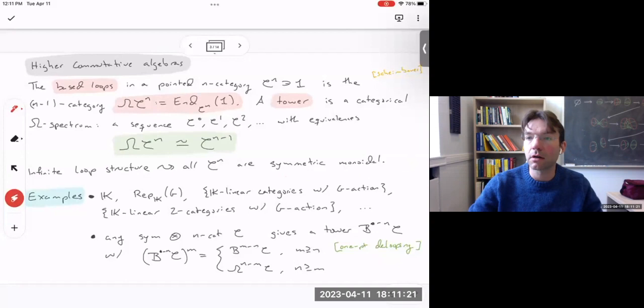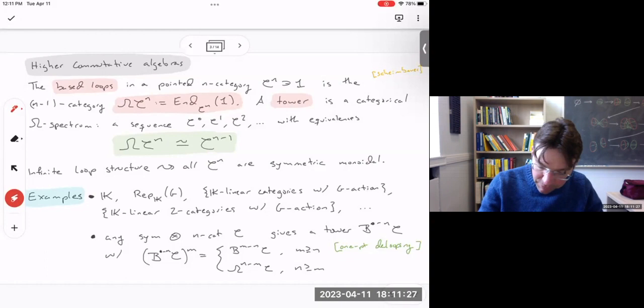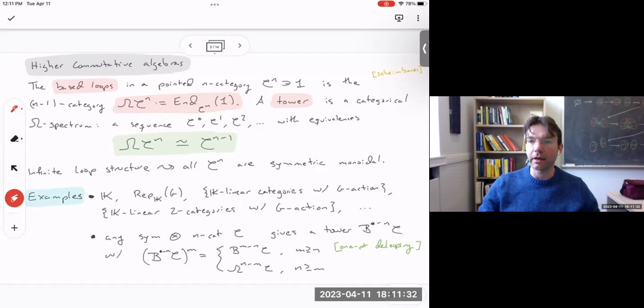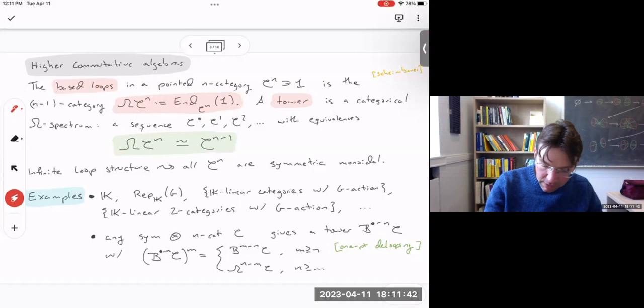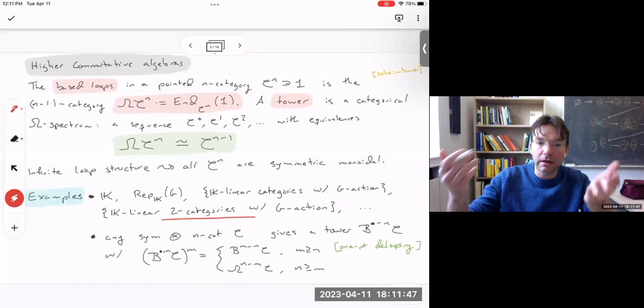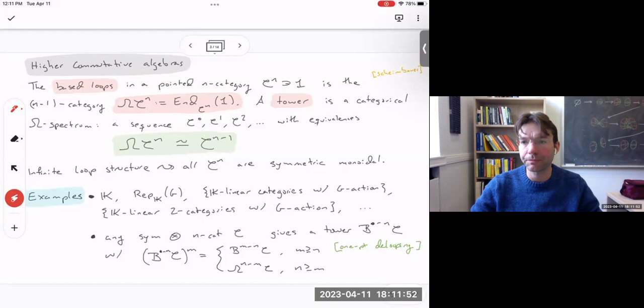Some examples to think about: first of all, any symmetric monoidal category has a one-point delooping. That's just a trivial thing. You could think of this as an Eilenberg-MacLane spectrum if you wanted. Another thing you could do is pick a group and look at representations of that group in higher and higher dimensions: two-categories with a group action, three-categories with a G action, and so on. So it's a good world to talk about commutative algebra, where you have categories of unbounded dimension.